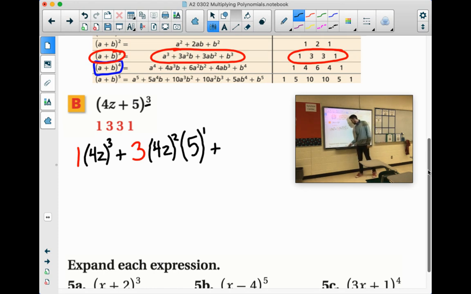Our next term is also a 3 for the coefficient. It was 4z to the second power. Now we're going to take it down to 4z to the first power. And 5 will go up to 5 to the second power.